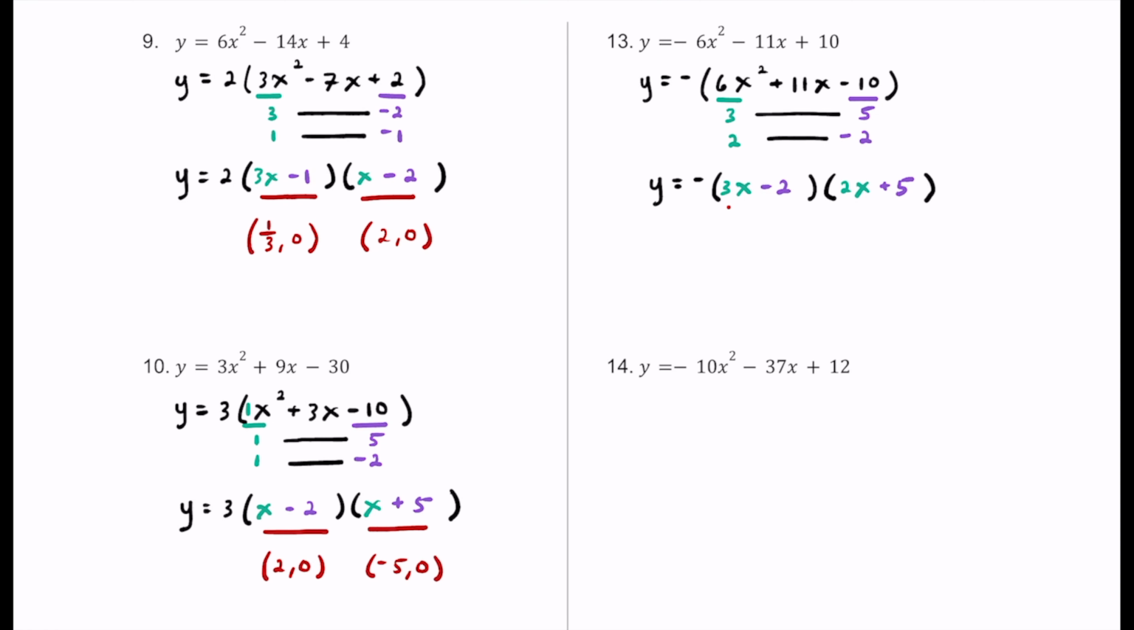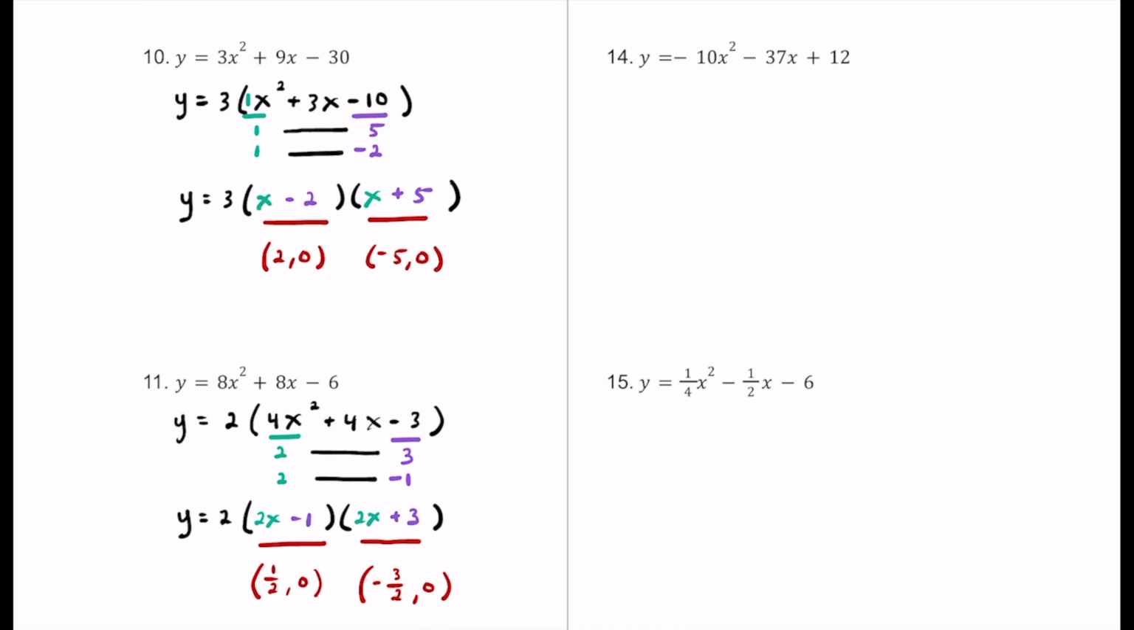The intercepts aren't going to change even though it's flipped upside down. So one of them is going to be 2/3 comma 0, right? Those 3's will cross cancel, we'll be left with 2. 2 minus 2 is 0. And over here, we're going to have negative 5 over 2 comma 0. Right, so the 2's will cross cancel, you'll be left with negative 5. Negative 5 plus 5 is 0.